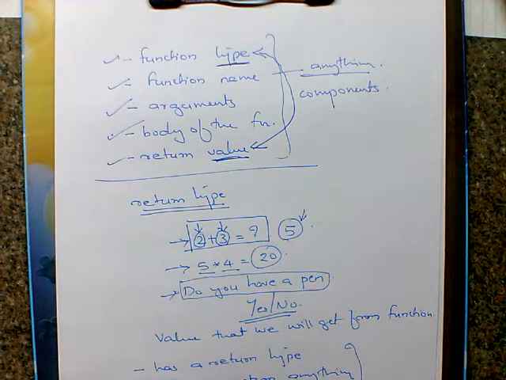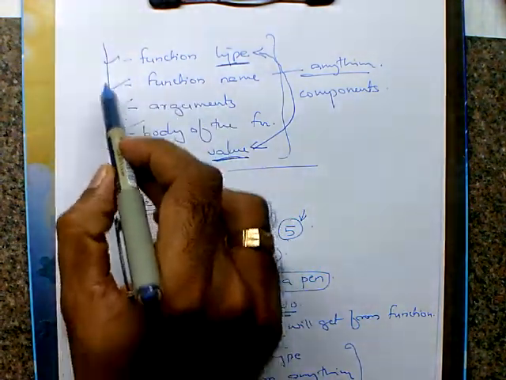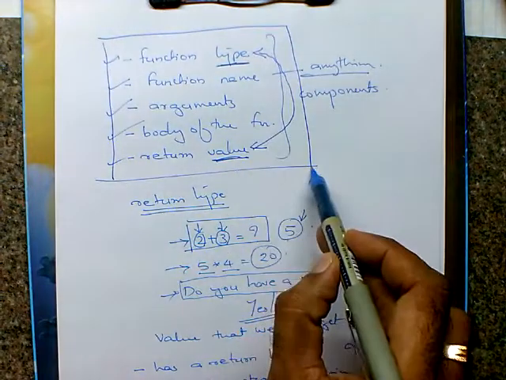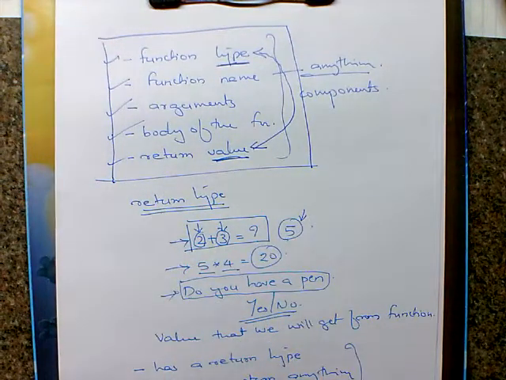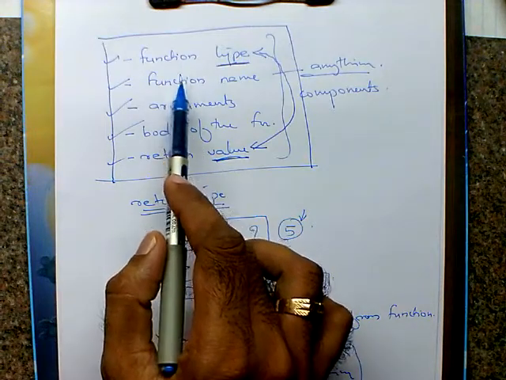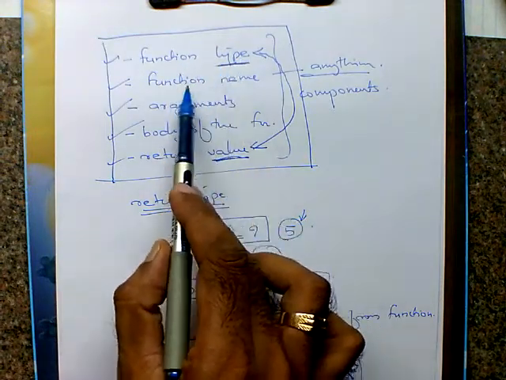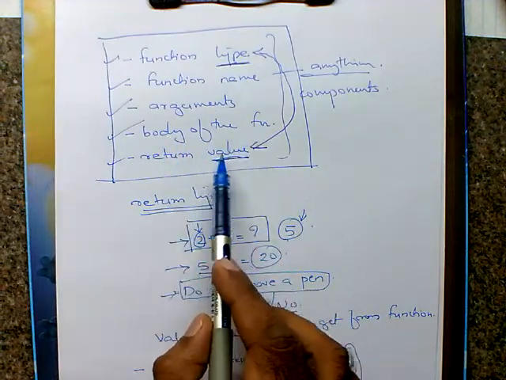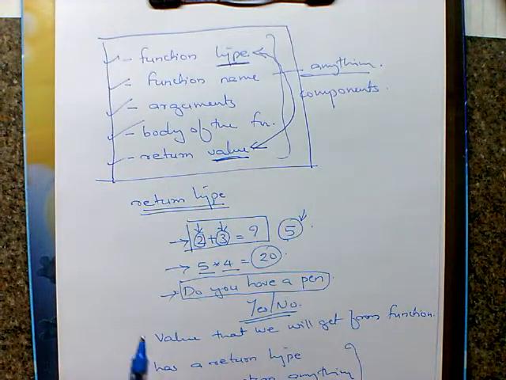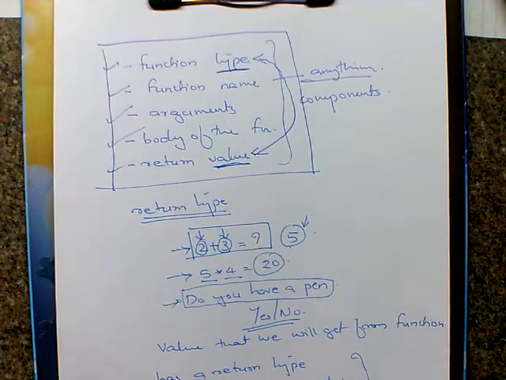Now we will see how to arrange these 5 components so that a function is formed. We know the 5 components: function return type, function name, function arguments, body of the function, and return value. We will see how to write a function by arranging these 5 components.